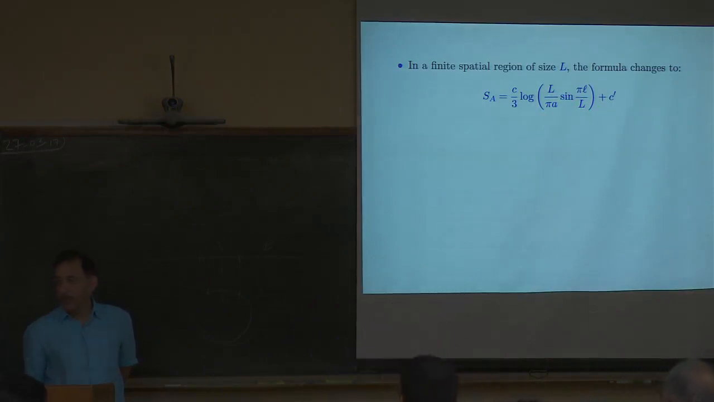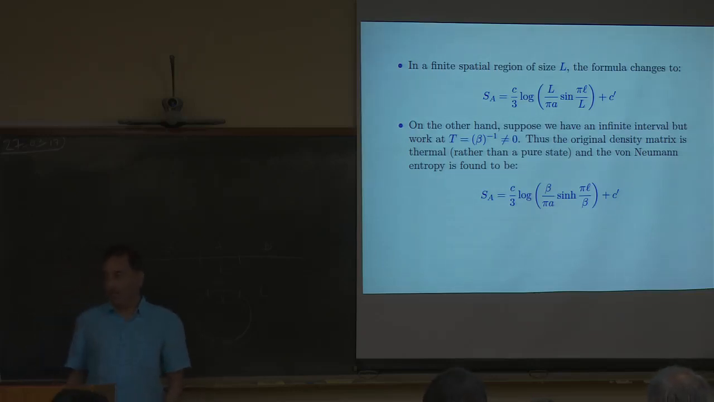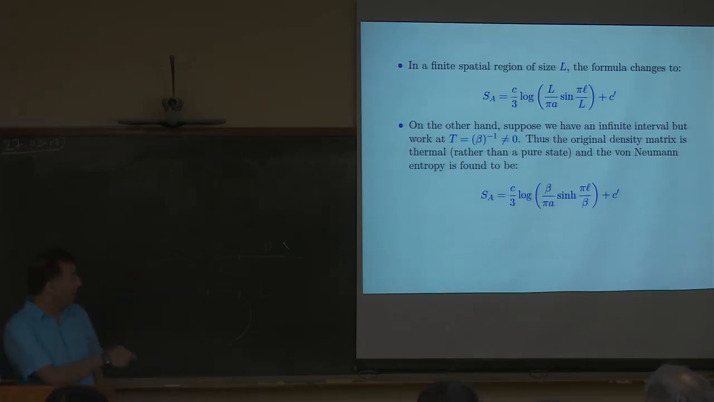So this is the formula for von Neumann entropy. Again, as you asked, if I just bothered, I could write the Renyi entropy in the same terms as well. On the other hand, if we work at temperature, which is beta inverse and non-zero, then the original density matrix is thermal, but I keep L infinity. So in this case I'm at finite temperature, and that's the formula.